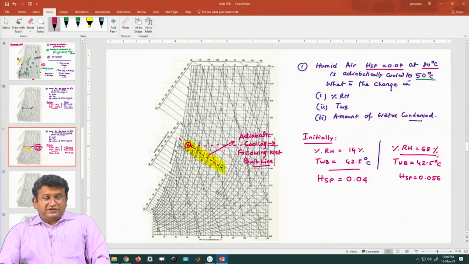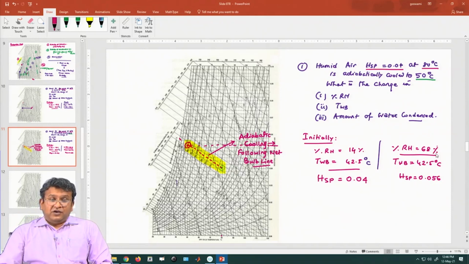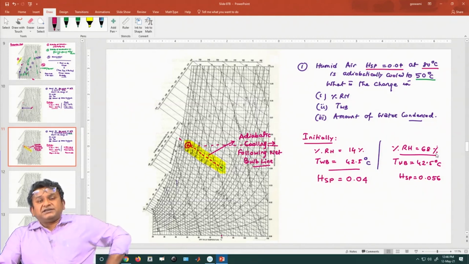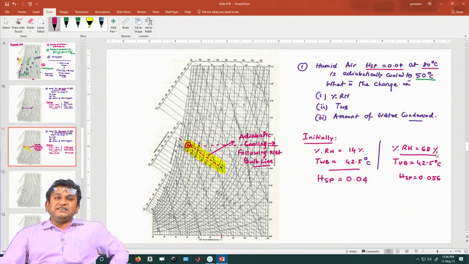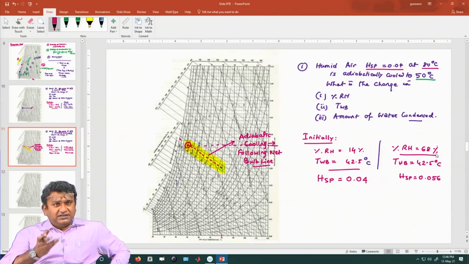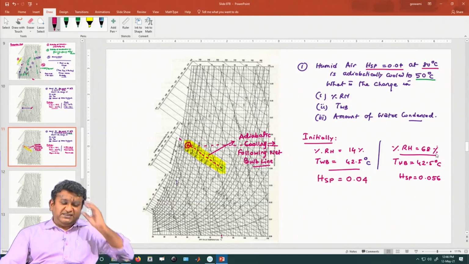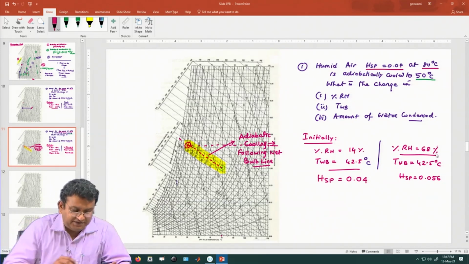About the third part of the question, again there is no question, because you have not attained saturation. Only when you attain saturation does the question of water condensing out become important. Since you have not attained saturation, there is no question of any water condensing out. So, water condensing out is 0. We will immediately come to an example of when this happens.